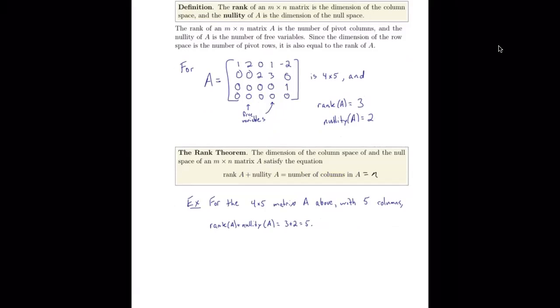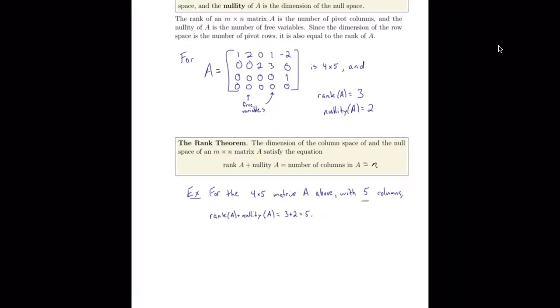So for the 4 by 5 matrix A above with 5 columns, right, n equals 5, we saw that the rank of A is equal to 3 plus the nullity of A is 2, and that actually added to 5, right? We've already pointed that out. So that's formalized now in the rank theorem.